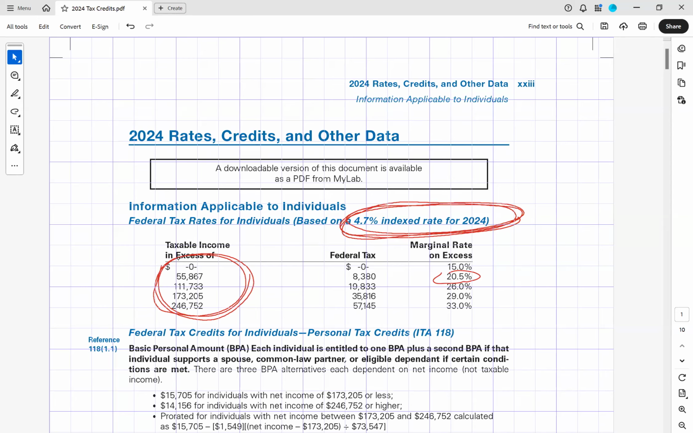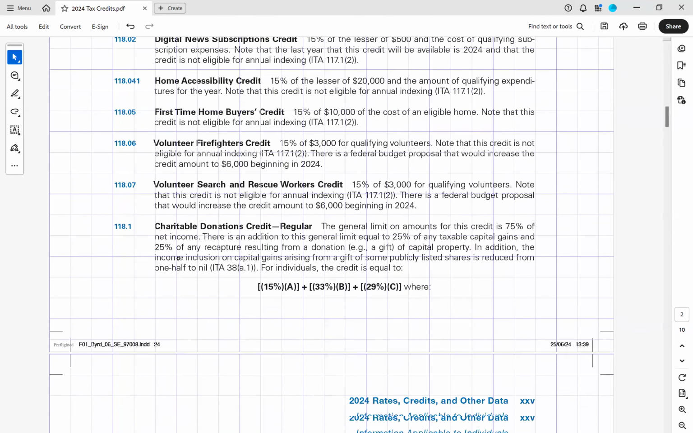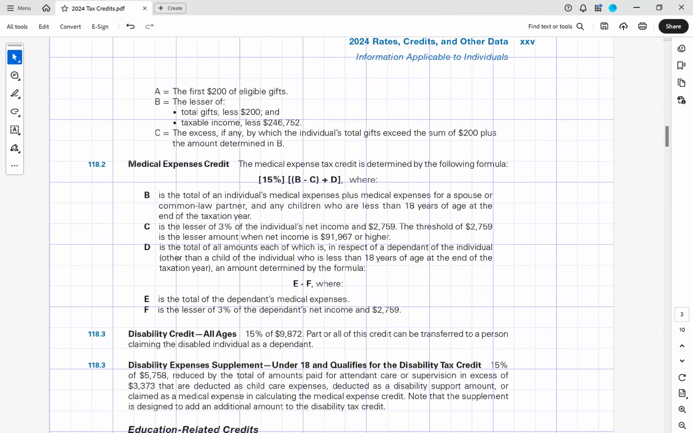and that's what it says here, that the index rate for 2024 was 4.7% because inflation was relatively high. Next year, 2025, the BPA amount might be 16,000 and something because of inflation. With the medical expenses, B minus C. C is the lesser of 3% of your net income and 2,759. So this amount is given by the government every year. And next year it might be a little bit higher because of inflation. So that particular 2,759 is set by the government.